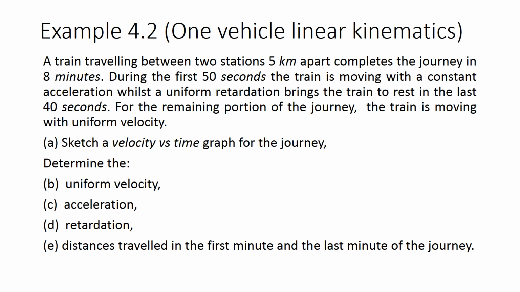Example 4.2. A train traveling between two stations 5 kilometers apart completes the journey in 8 minutes. During the first 50 seconds, the train is moving with a constant acceleration, while a uniform retardation brings the train to rest in the last 40 seconds. For the remaining portion of the journey, the train is moving with uniform velocity.